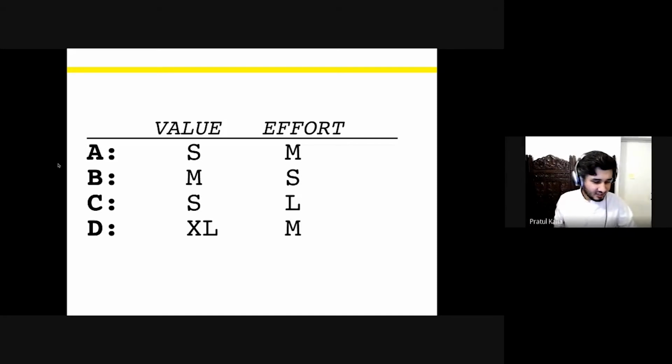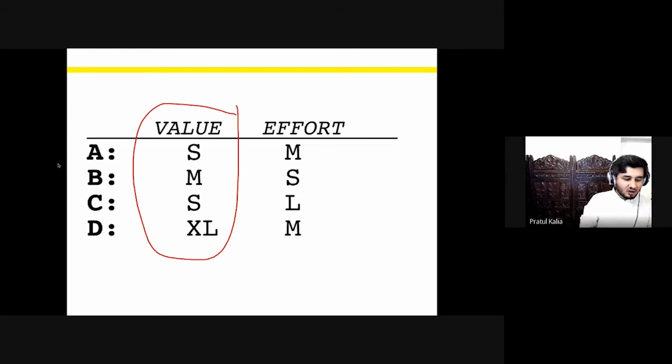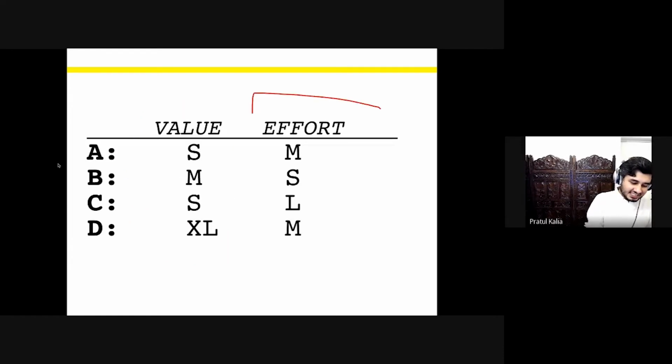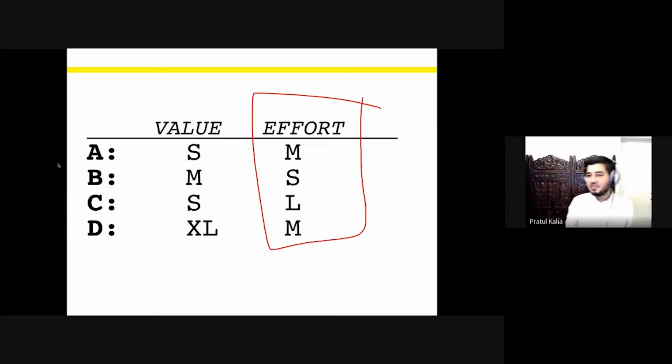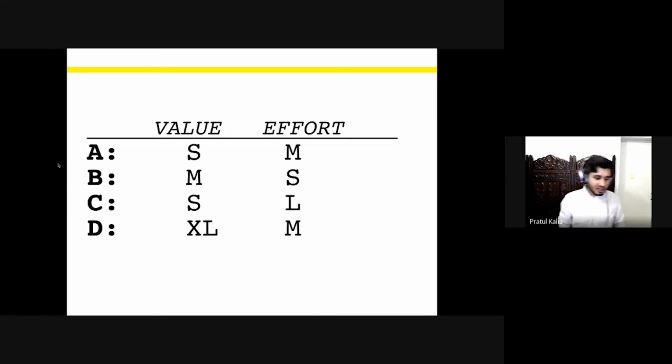Now, what happens here is that we let management figure out what the value of each feature is. So feature A is small value, feature B is medium value, C is small value, D is extra large value, right? This is useful. And then engineers can come back with what the effort is: medium effort, small effort, large effort, medium effort. Right?